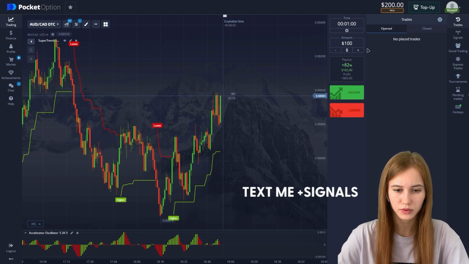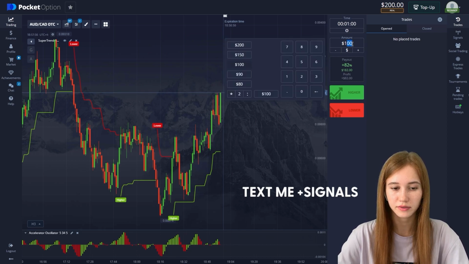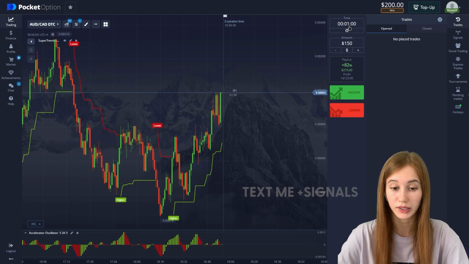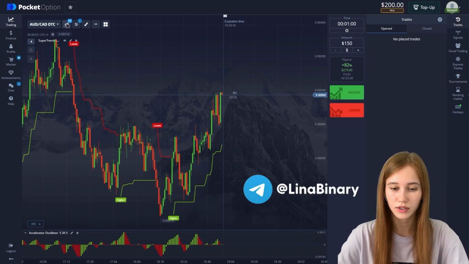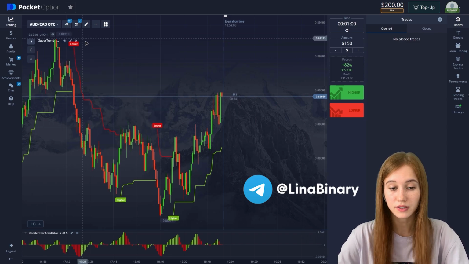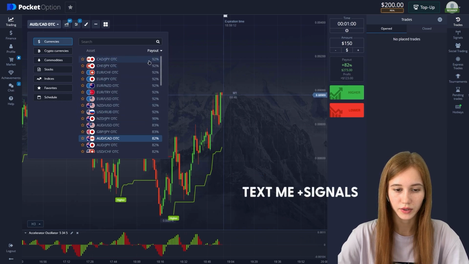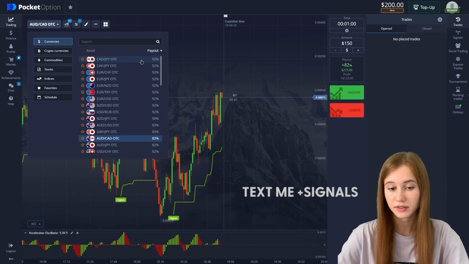And also, let's set up our trading platform. Let's start with the fact that our trades today will be $150. So we'll have minute deals, time minutes. Therefore, these settings include the minute time frame and candles. So our currency pairs, we see the percentage of currency pairs on the right. They indicate the amount of payments.